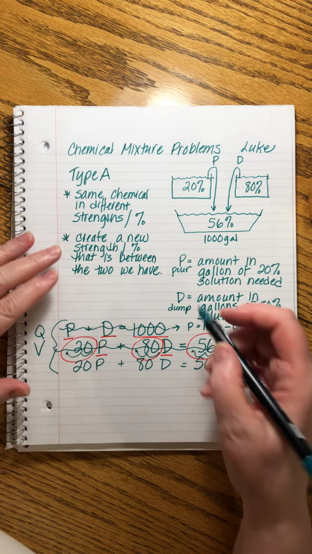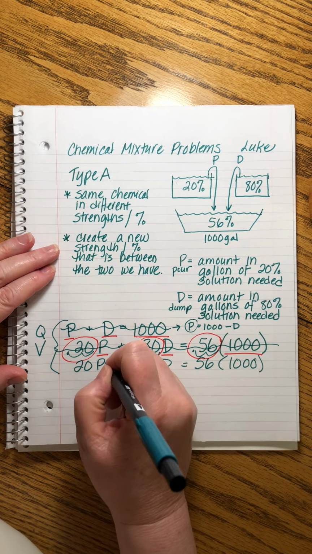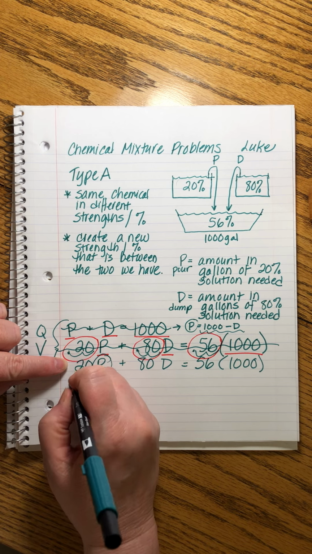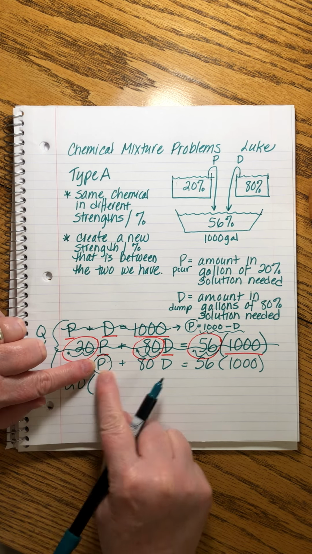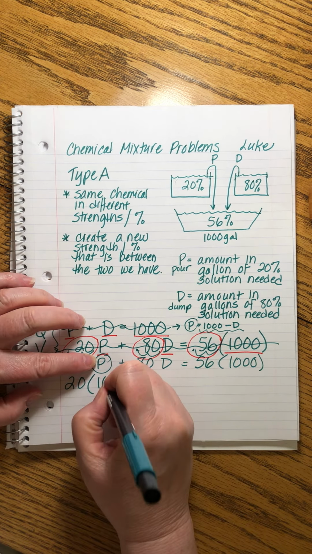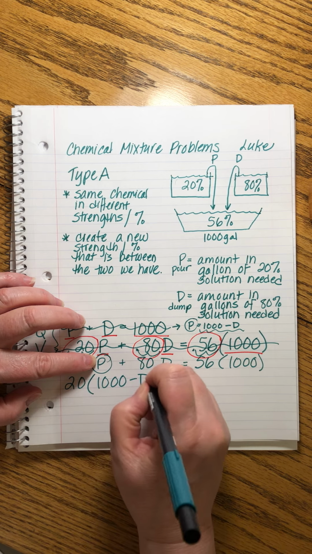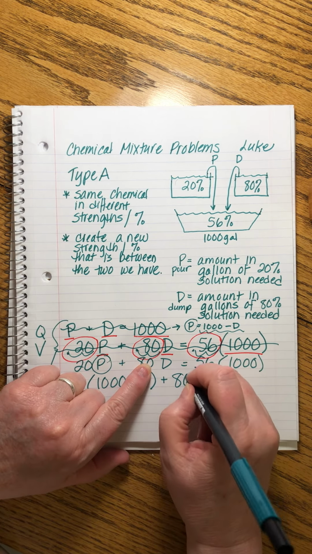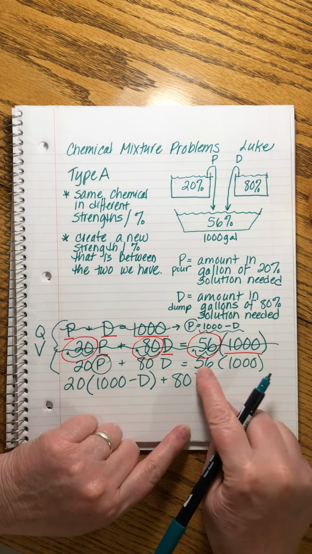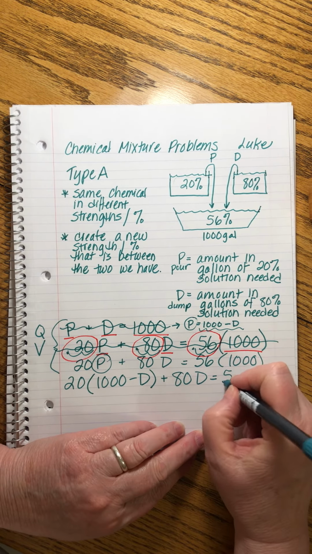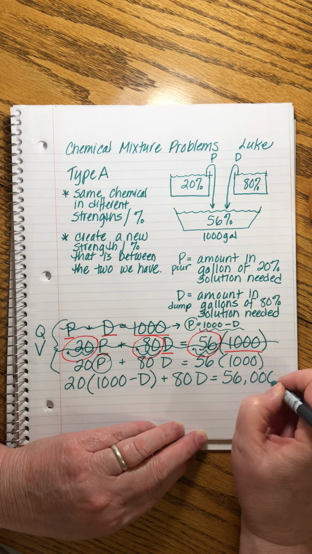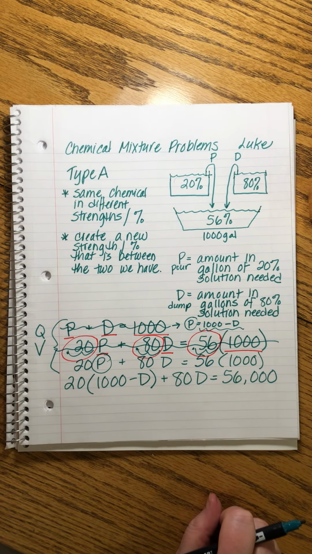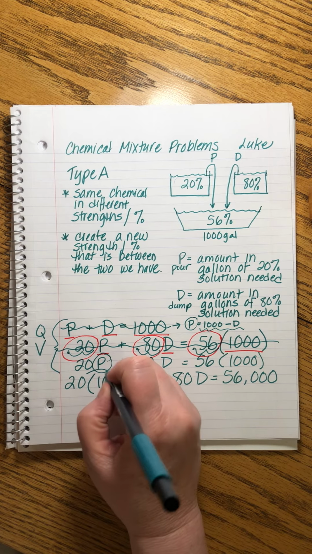Now I'm going to take this p and substitute this in. So it will be 20 times, not p, but 1,000 minus d, plus 80d equals, and now I'll just multiply this out, 56,000. Okay, so we just substituted that in. Now we're ready to distribute.